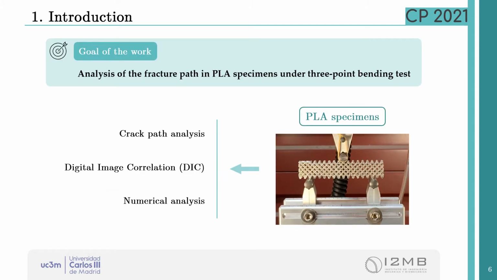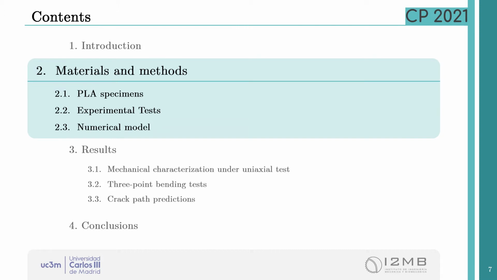So the main objective of this work is the analysis of the fracture path in PLA specimens under 3-point bending test. In order to achieve this goal, we apply the digital image correlation technique during the 3-point bending test to study the strain field before the fracture. In addition, we created numerical models based on classic fracture techniques to be compared with experimental results. In this section, I will present the biopolymer analyzed, some manufacturing characteristics, the experimental tests developed, and the corresponding numerical models.